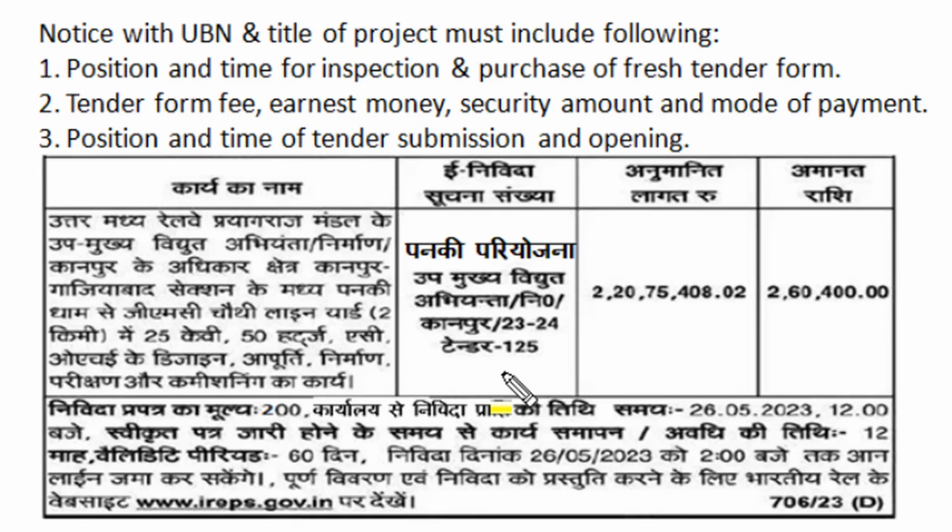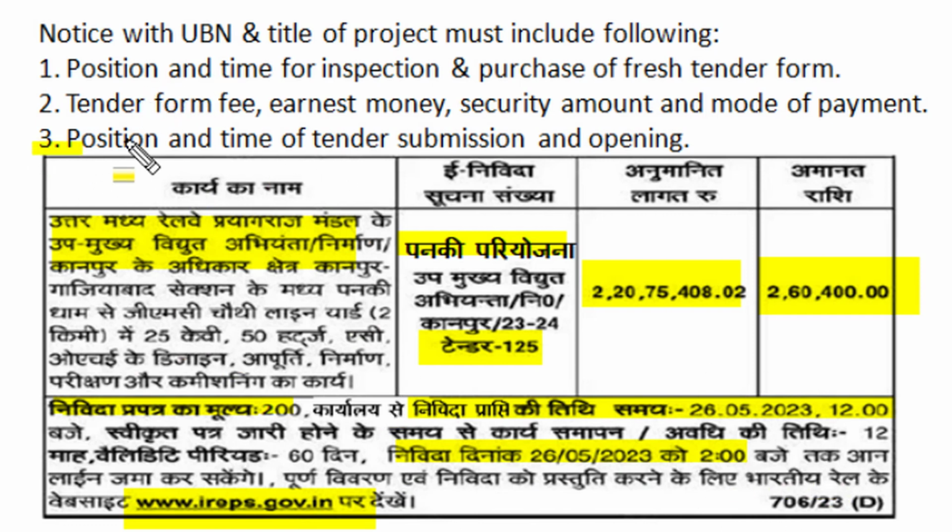The tender notice, with a unique bid number and title of project, must include the following: the position where the fresh tender form can be obtained, both offline from the office and online from the website or web portal; the time and date up to which the tender form can be purchased; the tender fee, approximate cost of project, corresponding earnest money and security money, and the mode of payment. All are mentioned in the tender notice. The position and time for tender submission and opening is also mentioned in the tender notice.